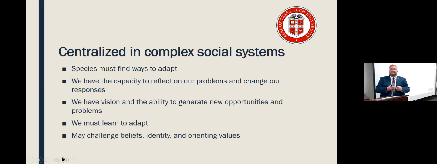Some things that I think you need to consider when we're discussing adaptive leadership is that species must find a way to adapt. We see this with animals. Animals will adapt to given situations and challenges that they meet in the wild. And so if we think about that, we know that as humans, we have the capacity to reflect on our problems. And no doubt many of you in this group find yourself thinking about challenges, issues, or problems that you face, or that your workplace or government or communities face.